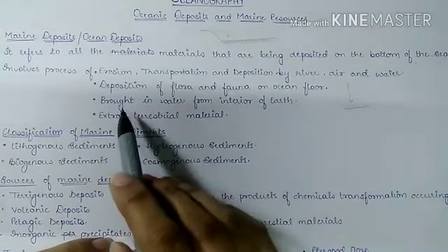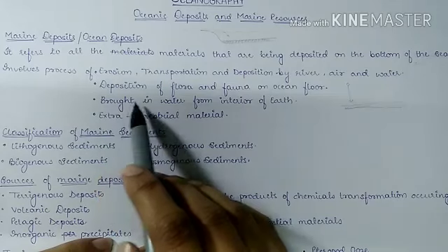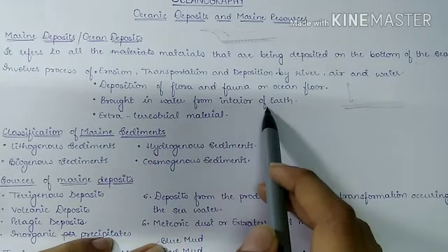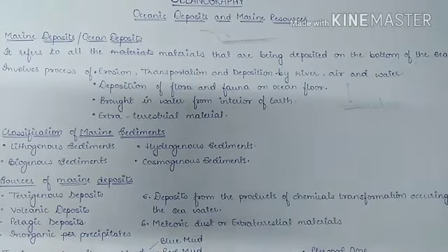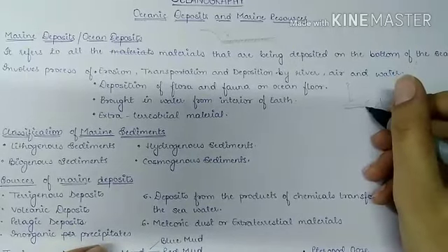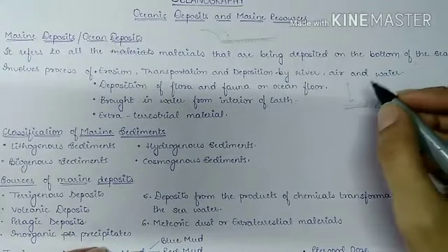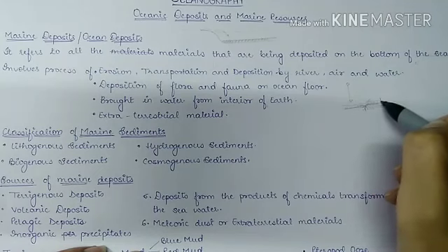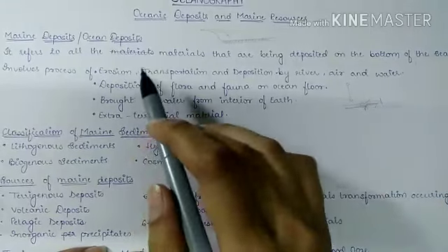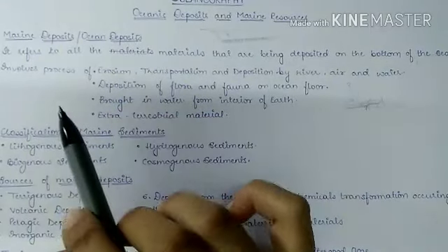Then we have the material that is brought into the water from the interior of the earth. We have various volcanic eruptions, landslides, and fissures. These bring out the interior material of the earth, and this material is deposited on the oceanic floor, hence contributing to oceanic deposits.